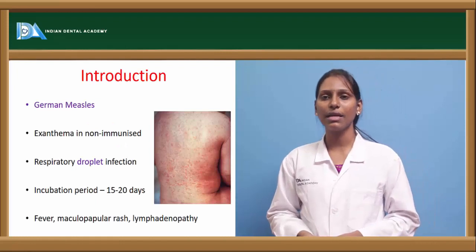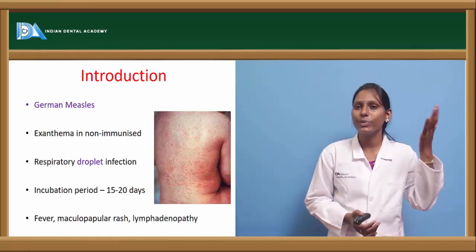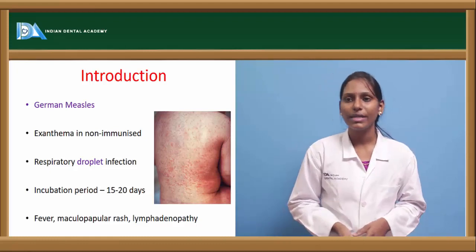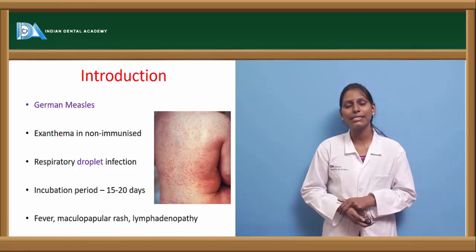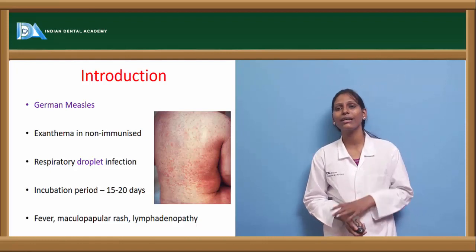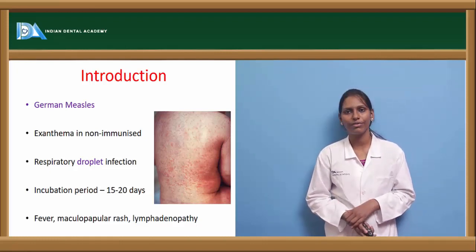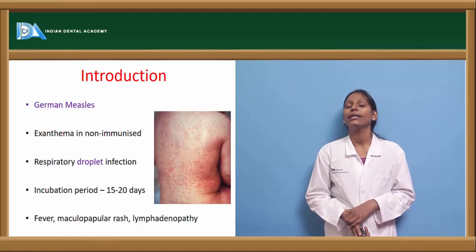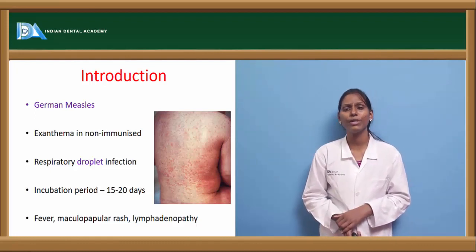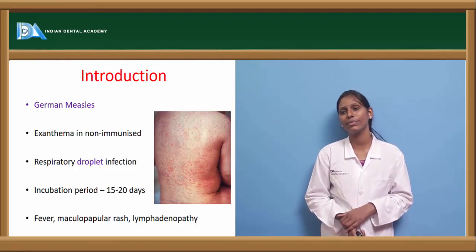So rubella is another common condition which was usually seen in older days, and nowadays it is not much seen. Rubella is also called German measles. It is again an exanthema which is usually seen in non-immunized persons, and a generalized rash on the body is the most common feature of this disease. It is usually spread through respiratory droplet infection, and the incubation period is usually 15 to 20 days.